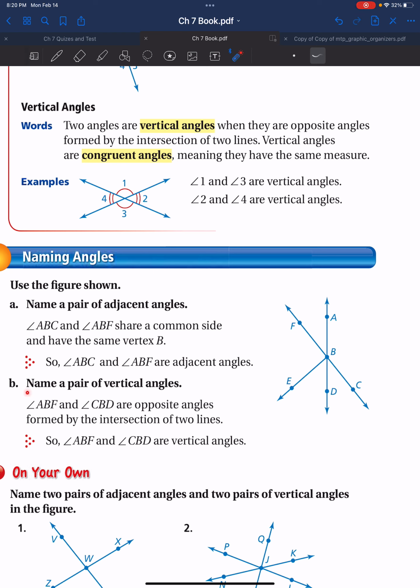B says, name a pair of vertical angles. I just said the wrong word. These are adjacent, sorry. Adjacent means they share the side. They are sharing the side. Now let's talk about vertical angles. Vertical angles are on opposite sides and they are congruent.